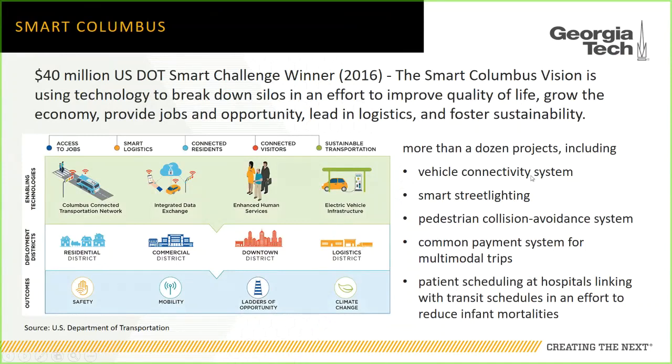looking at projects, the vehicle connectivity systems, smart street lighting and infrastructure components about how to avoid collisions, what technology aspects can be looked at there, and mobility solutions such as a single payment system if you're going to switch from one mode of transportation to another. They're also looking at an example of connecting hospital patient scheduling with transit scheduling to make sure certain outcomes are achieved. So a variety of technology and citizen-focused applications are rolled into Smart Columbus, and they're well on their way in executing some of these projects.